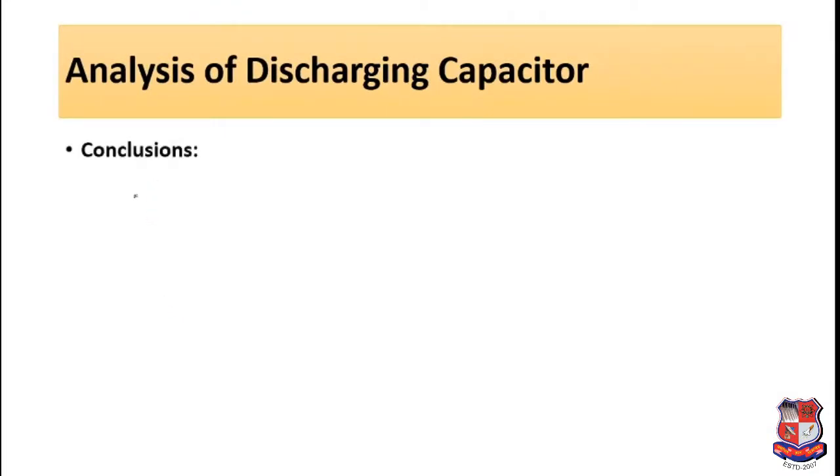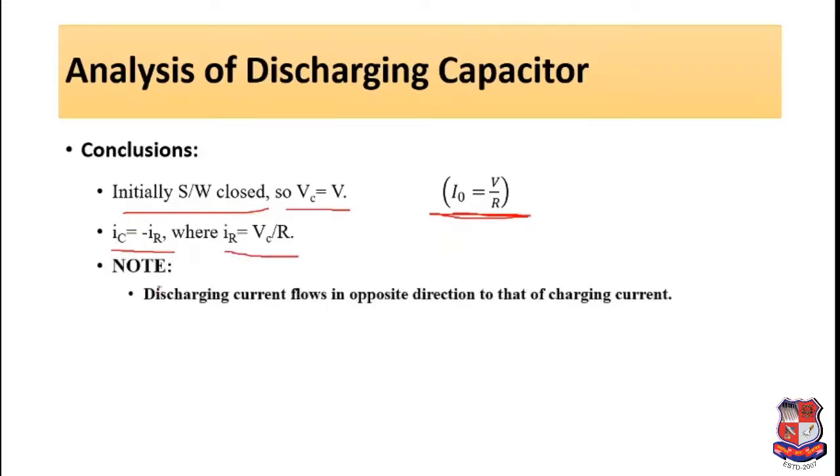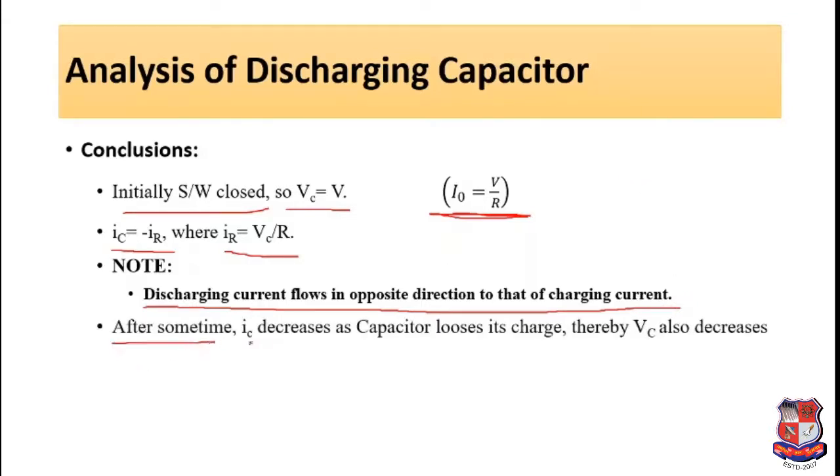Now from analysis, you found that initially switch is closed. At that time, capacitor voltage is equal to V, and I0 is at the maximum value, that is V by R, and Ic is equal to minus IR, where IR is Vc by R and Ic is C dVc by dt. It should be noted that discharging current flows in opposite direction to that of charging current. After some time, capacitor current or discharging current decreases as capacitor loses its charge, thereby capacitor voltage also decreases.